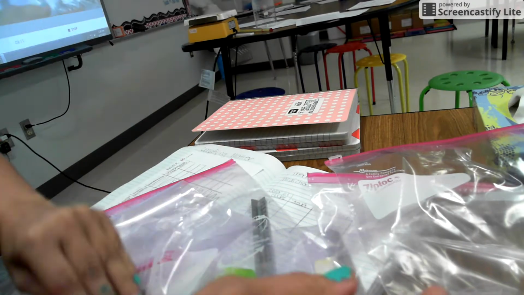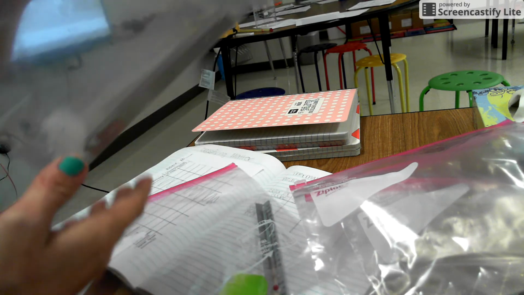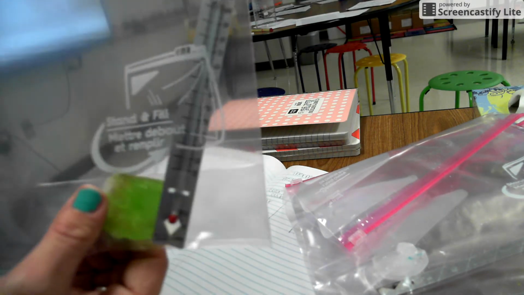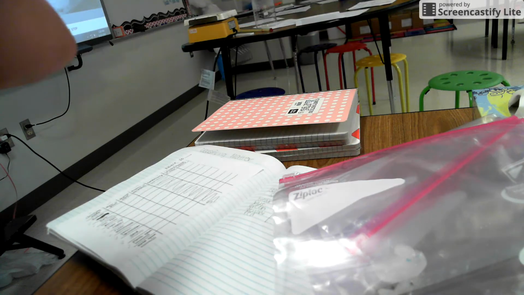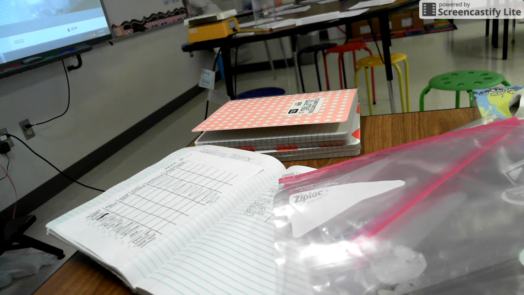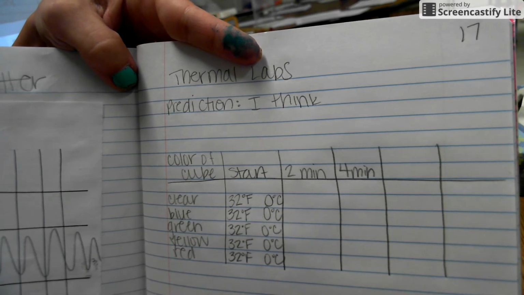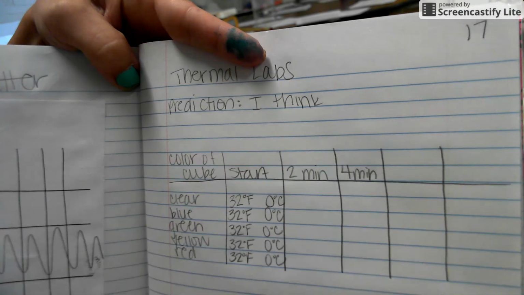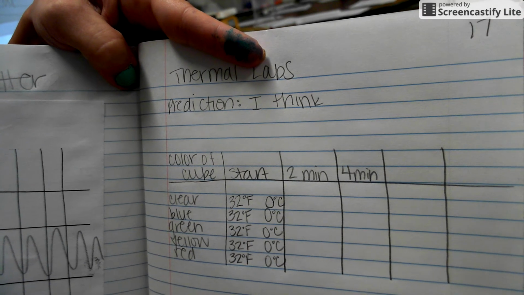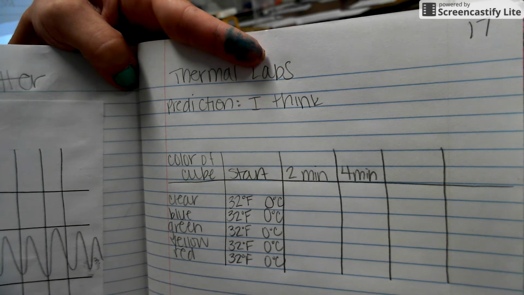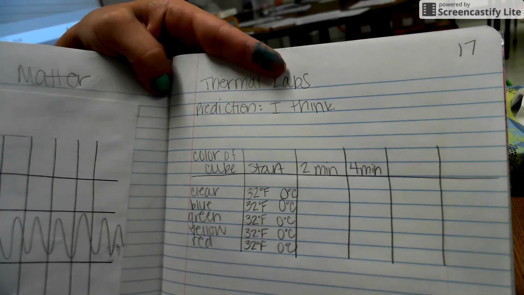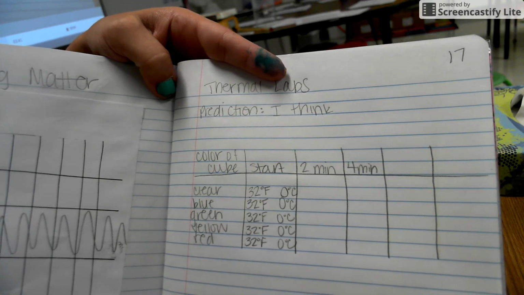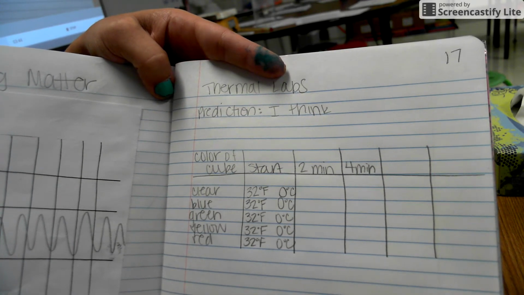Okay, so here I have a blue cube, the red ice cube, the yellow ice cube, the clear ice cube, and the green ice cube. And now I'm going to tell you the starting temperature of each one so we can put it in our chart. Okay, so because each one is starting as ice, water freezes at 32 degrees Fahrenheit or 0 degrees Celsius. So they're all starting frozen at 32 degrees Fahrenheit, 0 degrees Celsius. So go ahead and put that in there, and I'm going to start the timer for 2 minutes.